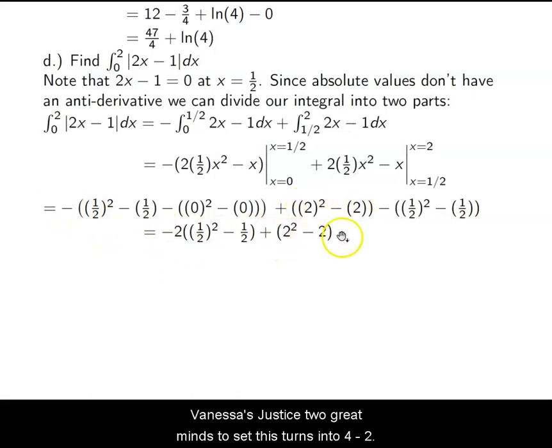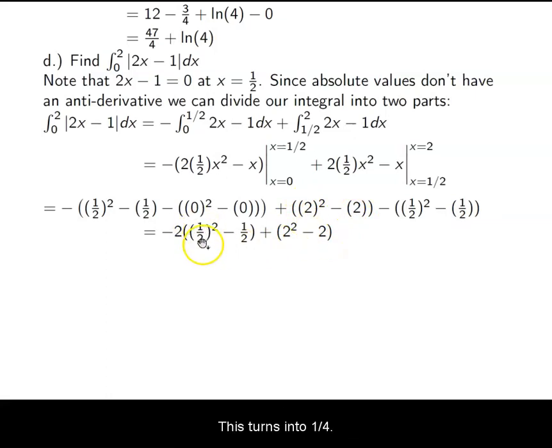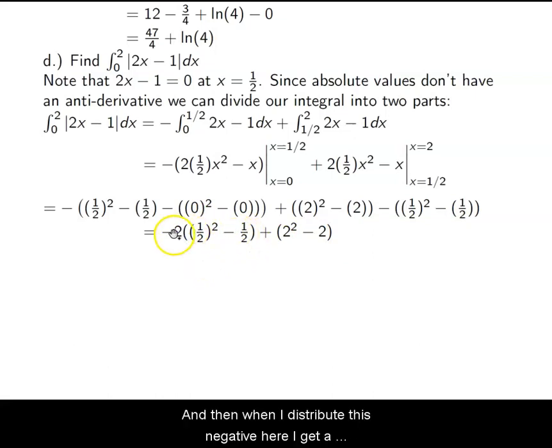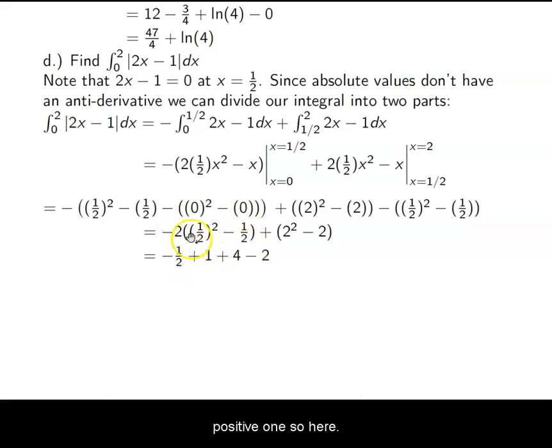So this turns into 4 minus 2, or 2, right? This turns into 1/4. When I distribute this, I get a negative 1/2. And then when I distribute this negative here, I get a positive 1. So here, 1/4 times the negative 2 is the negative 1/2. This times negative 2 is a positive 1. This is my 4 squared, right? My 2 squared is 4 minus 2. So when I combine all of these, I get 5 minus 2, which is 3. 3 minus 1/2 is 2.5, or 5/2.